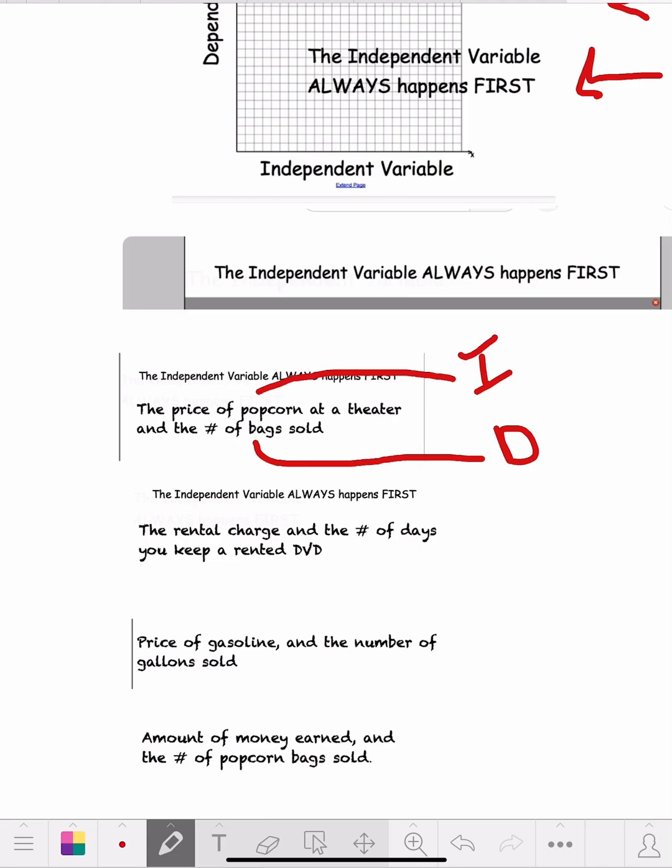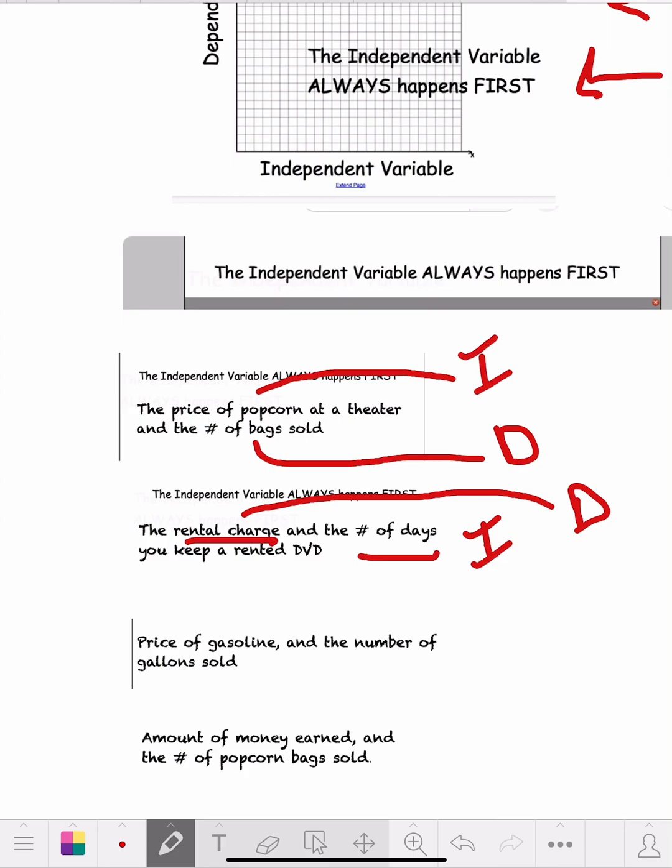So just always think, what happened first? Okay? The rental charge and the number of days you keep the rented DVD. So how much money did they make? That's the rental charge, correct? So the number of days you keep the DVD is going to be the independent. That's what's going to make it up. So that's I. And the rental charge here is going to be D. And that's it. Okay, that was easy enough.